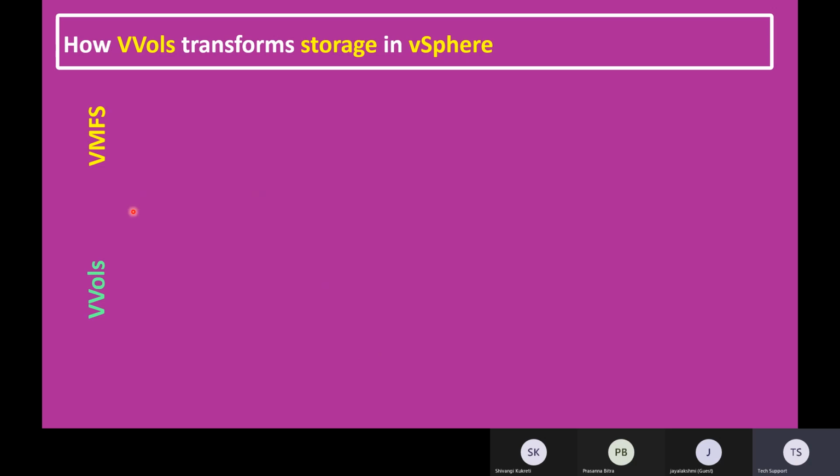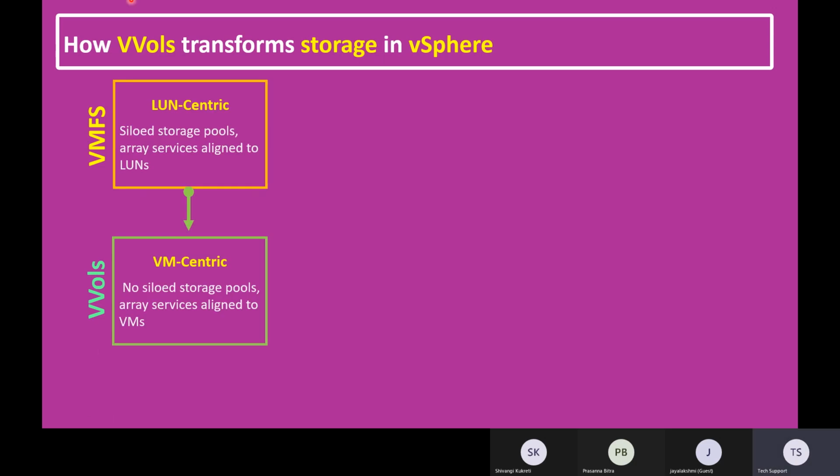Let's see how vVols transform storage in vSphere. Normally in VMFS, we are aware of VMFS LUNs and all, and virtual volume is completely a no-LUN concept. It's VM centric. That is the first point. In VMFS, we consider it LUN centric, with siloed storage pools and array services aligned to LUNs. When it comes to virtual volumes, it's VM centric only, with no siloed storage pools and array services aligned to virtual machines.